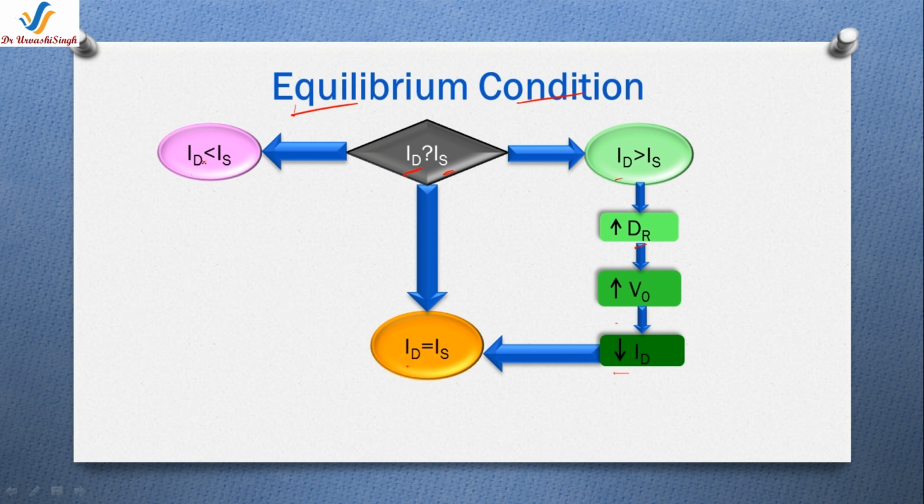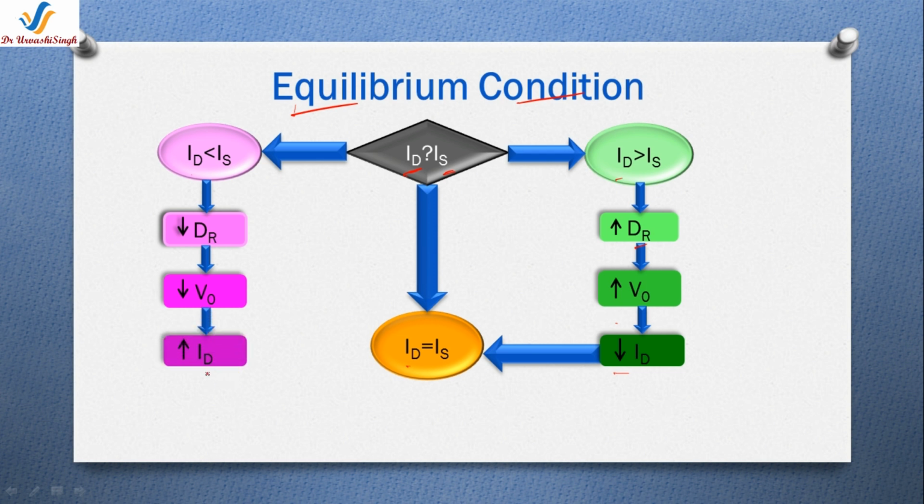And in the second case, where the diffusion current is smaller than the drift current, it means the depletion region is decreasing, and a decrease in the depletion region will also reduce the barrier voltage, which will motivate more and more majority carriers to cross the junction, and hence it will increase the diffusion current in response, and it keeps on increasing until the equilibrium condition is achieved.